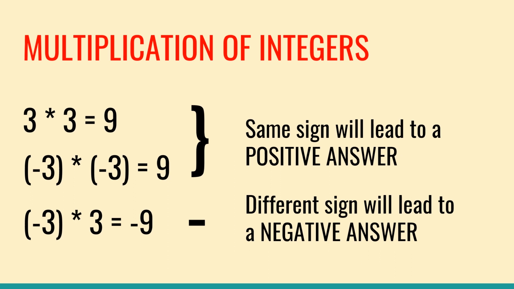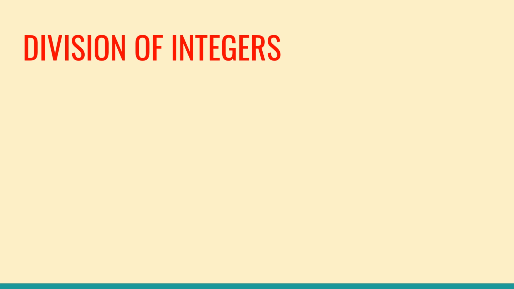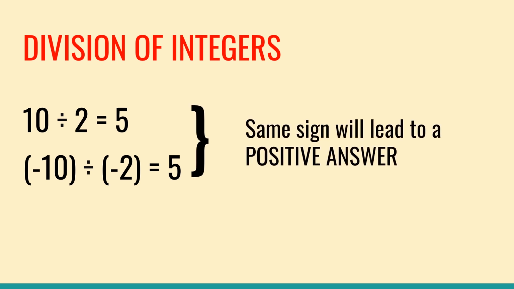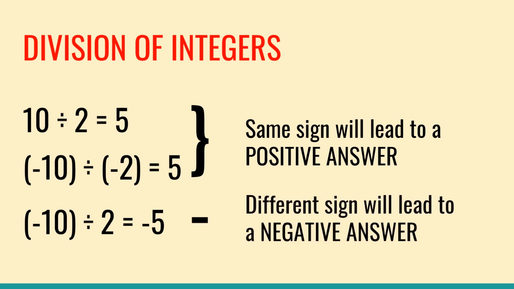Tingnan at aralin naman natin ang example sa division of integers. Positive 10 divided by positive 2 is equal to positive 5. And negative 10 divided by negative 2 is equal to positive 5. Remember, same sign will always lead to a positive answer. Let's have negative 10 divided by 2 is equal to negative 5. Do not forget, different sign will always lead to a negative answer.